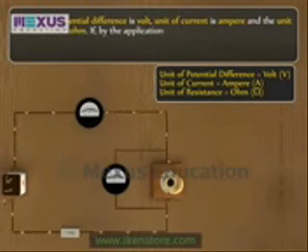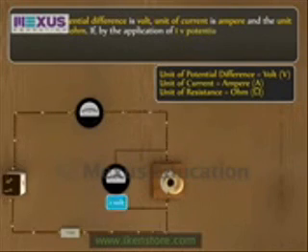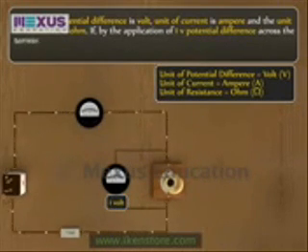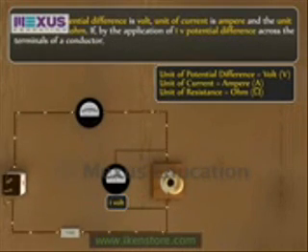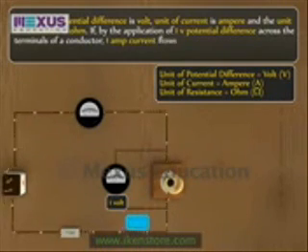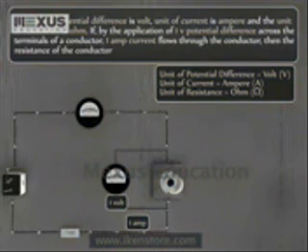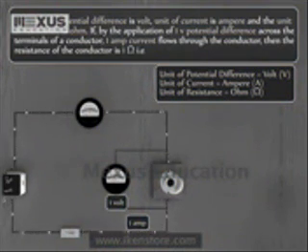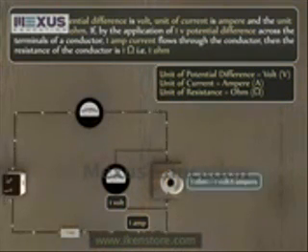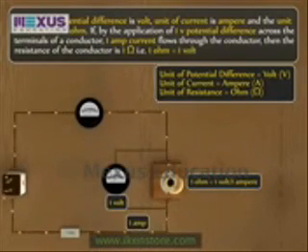If by the application of 1 volt potential difference across the terminals of a conductor, 1 ampere current flows through the conductor, then the resistance of the conductor is 1 ohm, that is, 1 ohm is equal to 1 volt upon 1 ampere.